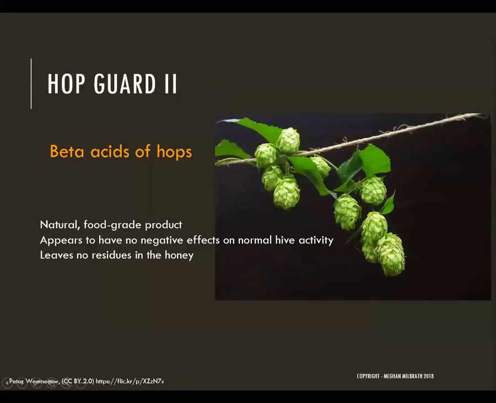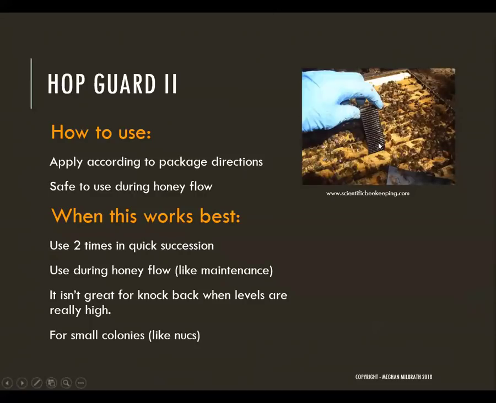All right, so the first one that's covered under the soft acids is HopGuard 2. It is natural. It's a food-grade product, meaning that you can use it when your honey supers are on. It does not mean you can eat it. Don't try that. That's gross. It appears to have no negative effects or very small effects on normal hive activity, and it doesn't leave residues in the honey. And here's a picture of it in use.